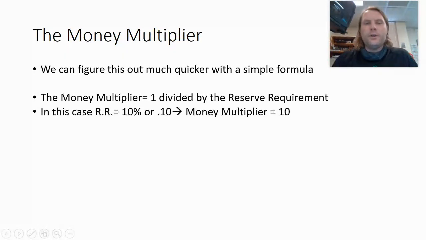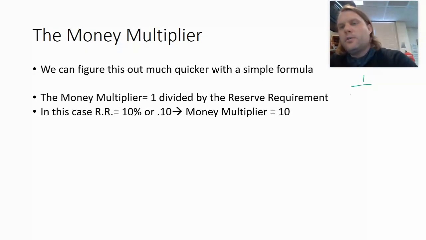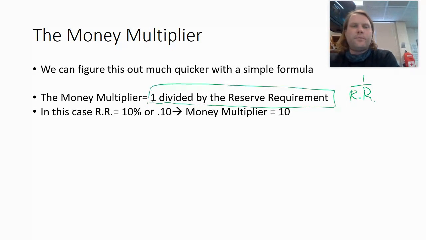So the way that we do it is we take 1, and it's extremely similar to our spending multiplier, where it was 1 over the marginal propensity to save. This is 1 over the reserve requirement. I kind of give you that here, I write it in that form, but 1 over the reserve requirement. So the formula is not too difficult to remember.